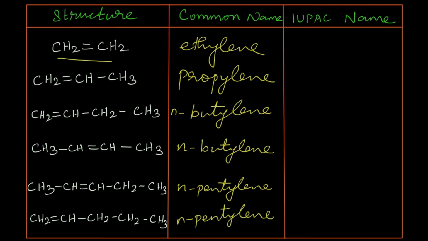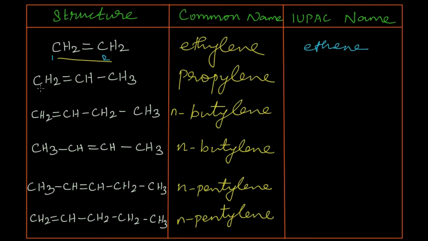Now, let's learn the IUPAC names for these compounds. For the IUPAC name, it will be totally different. We have to count the carbons. How many carbons are there? 1, 2. So eth. 2 carbons means the prefix will be eth. What is the functional group here? Double bond. If the functional group is a double bond, what will be the suffix? ene. Ethene. The name of this compound is ethene.